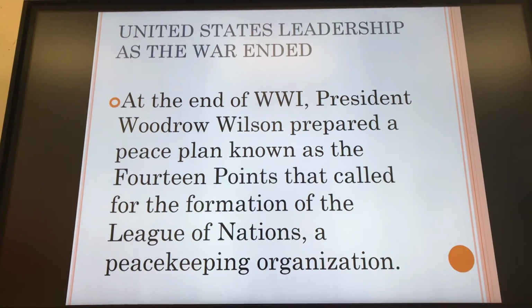As we're going to find out, though, on the next slide, it does not exactly work very well. It's not going to be very effective because one major country is not going to join. We'll find out who that is here on the next slide. But President Woodrow Wilson creates a peace plan. That peace plan is going to be called the 14 Points, and one of those 14 points is going to be for the creation of a League of Nations, which will be a peacekeeping organization whose goal it is going to be to try to eliminate another war from happening. Obviously, if you know anything about history, you know it's not going to be very effective, because if there's a World War I, there's going to be a World War II about 20-some years after World War I. So the League of Nations is not going to be very effective.